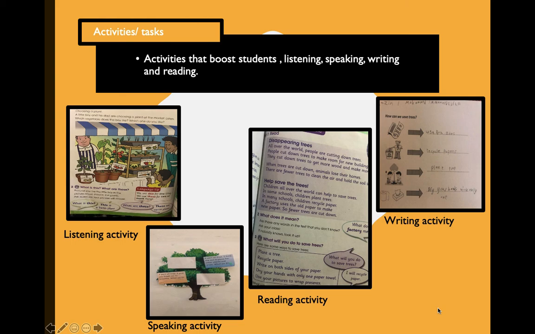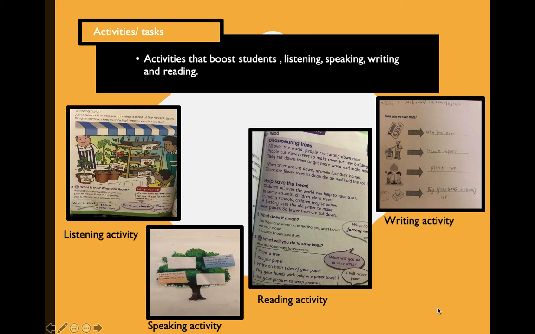Speaking activity, in the second picture. It's a tree like a puzzle. I stuck questions on it. The students had to flip and read the puzzle. What am I? For example, a part of a tree: I give you fresh air to breathe. What am I? Then the students have to answer the questions.